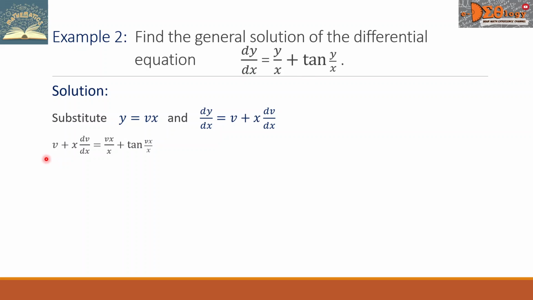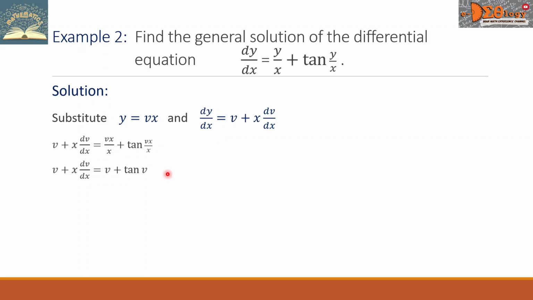The left side now is v plus x times dv over dx equals, our y over x becomes vx over x, plus the tangent y over x becomes tangent vx over x. We can simplify the right side by cancelling the x respectively. So it becomes like this, v plus tangent v.